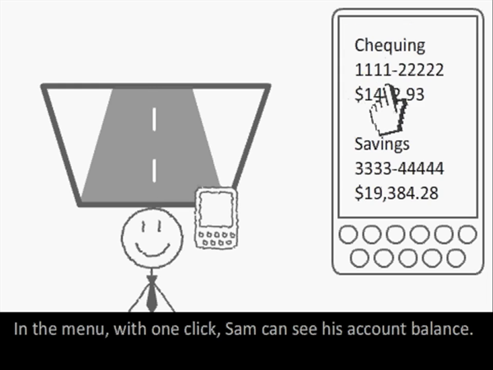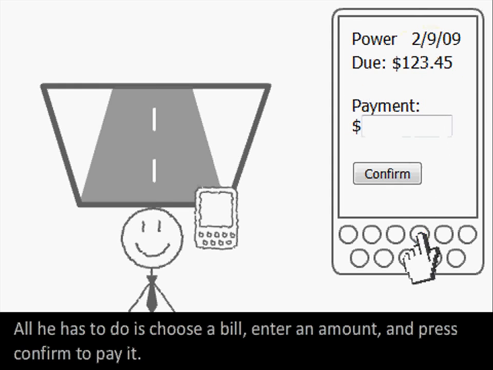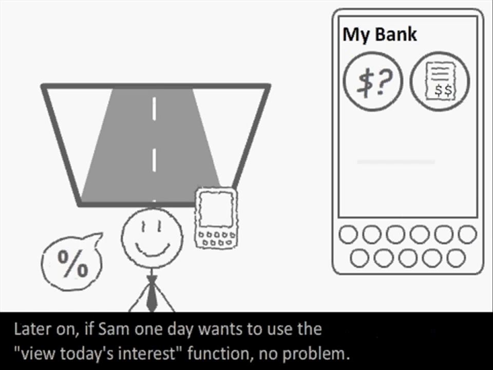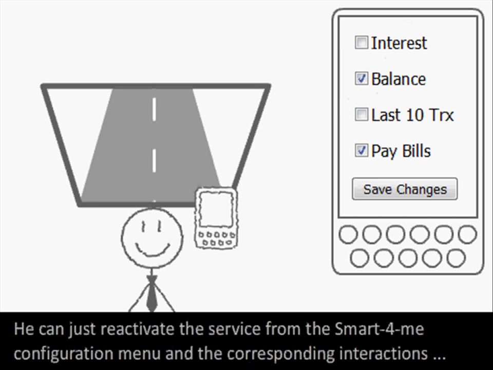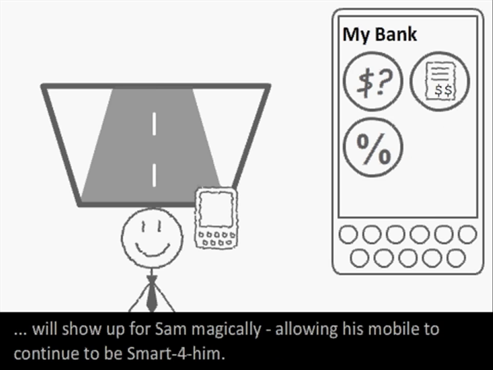In the menu, with one click, Sam can see his account balance. Or Sam can see a list of bills sorted by due date. All he has to do is choose a bill, enter an amount, and press confirm to pay it. Later on, if Sam one day wants to use the view today's interest function, no problem. He can just reactivate the service from the Smart-4-me configuration menu, and the corresponding interactions will show up for Sam magically, allowing his mobile to continue to be smart for him.